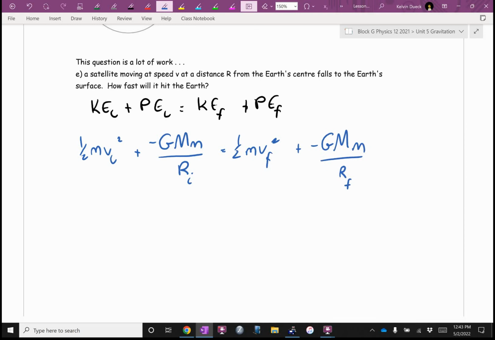Are any of these zeros? Where would potential energy be zero? Where is cosmic potential energy zero? Out at infinity. If this question had said the rock starts from a very, very long distance away, you could say initial potential is zero. It doesn't say that. In fact, it says it starts a distance r away.